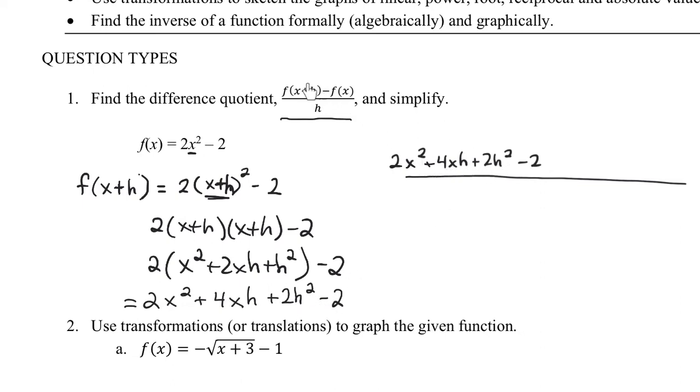And then according to the rest of the formula, you subtract now the original function. And I've mentioned this also. When you're subtracting an entire expression, it's best to put that expression inside of a parenthesis. So minus (2x squared minus 2). And then just divide by h.